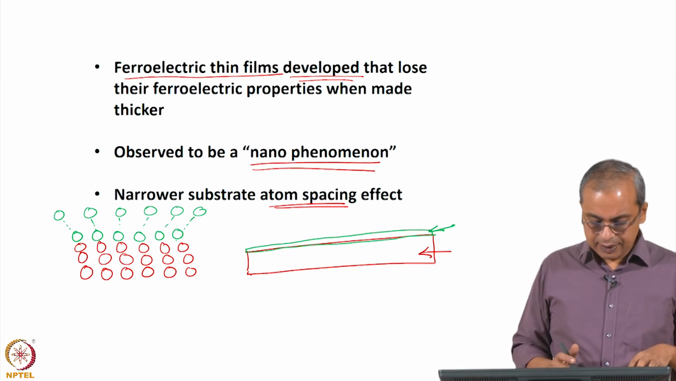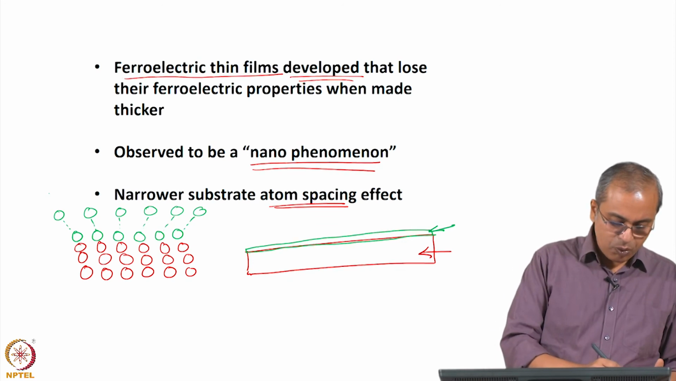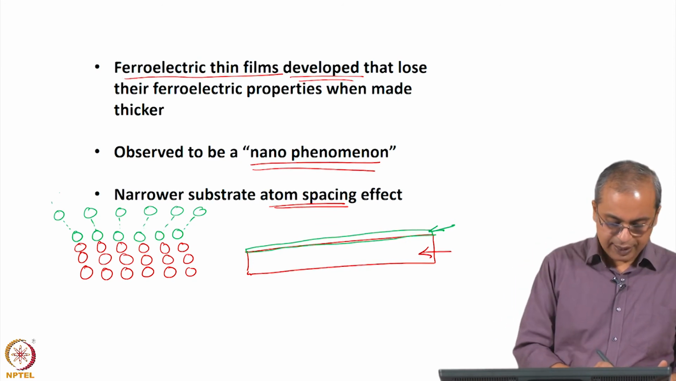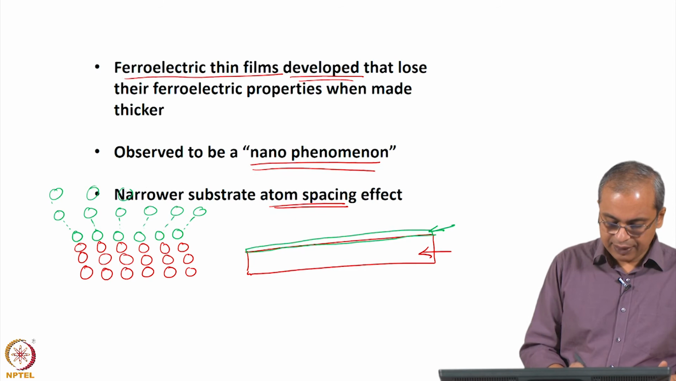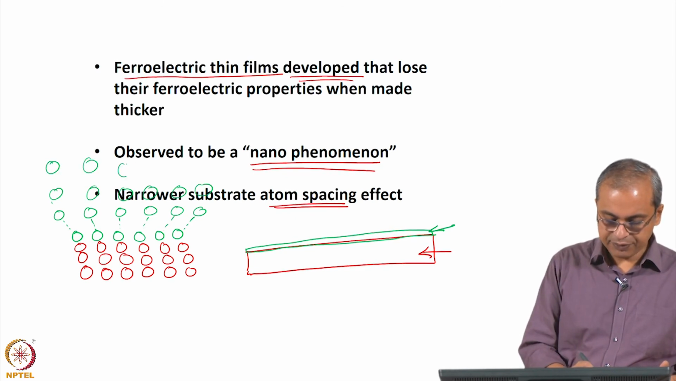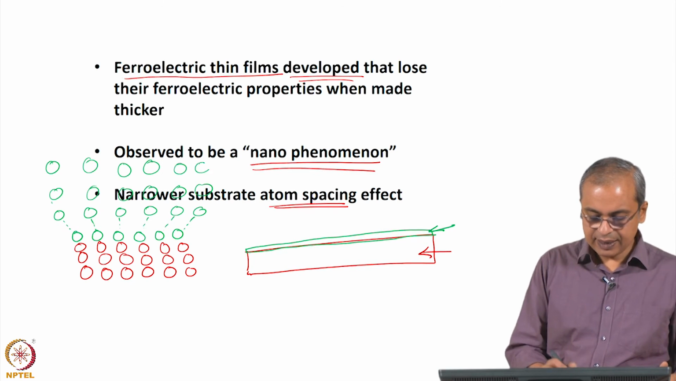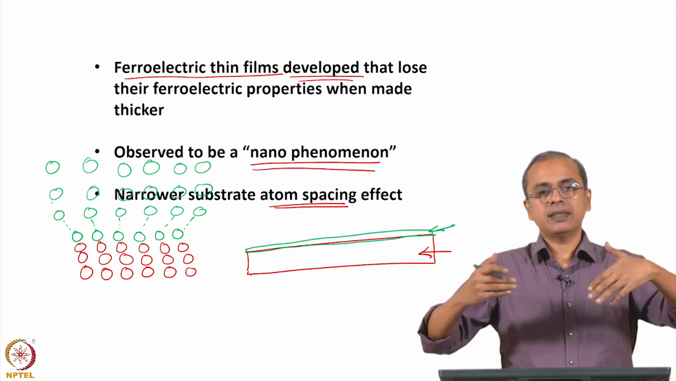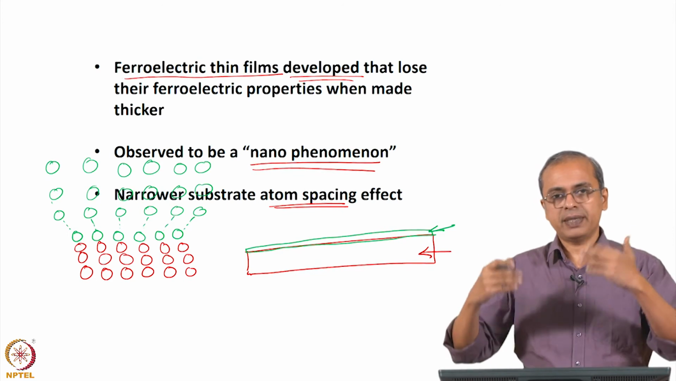And basically as you keep adding more and more atoms on top, it goes back to having the original spacing of that material, right. So, that is how the material behaves. The thinner the layer, the greater is the impact of the substrate on the layer; the thicker the layer, the less is the impact of the substrate on the layer, okay.